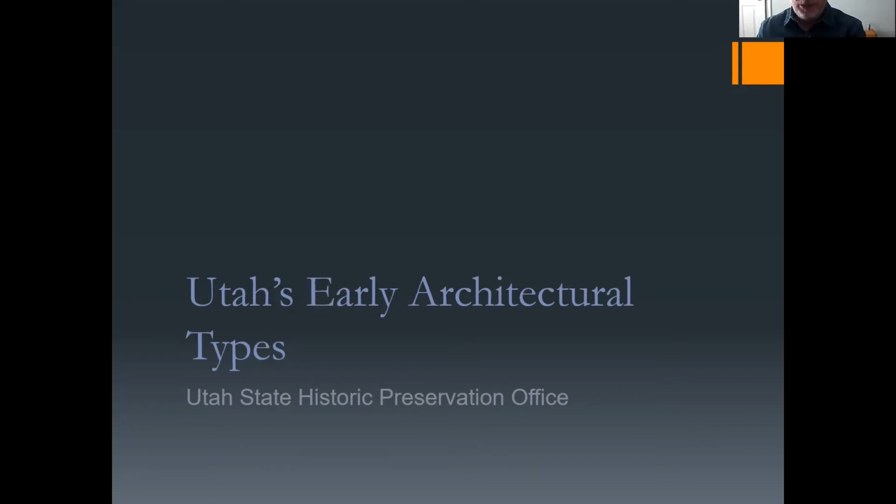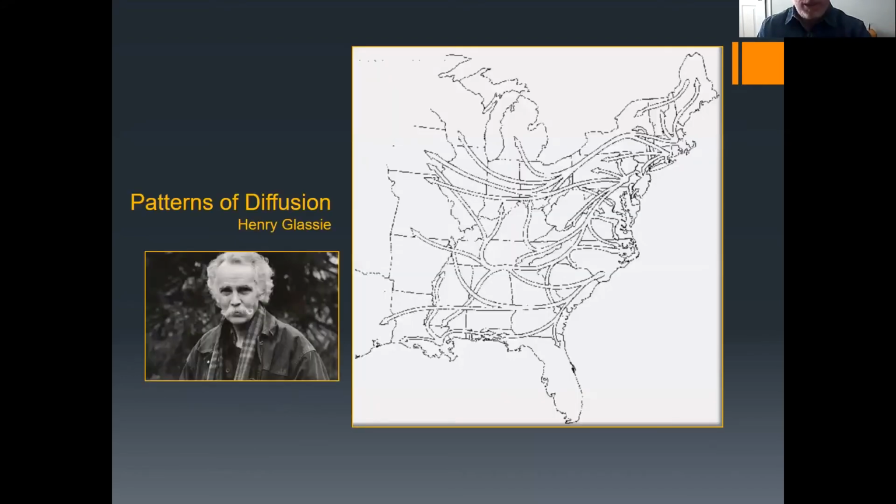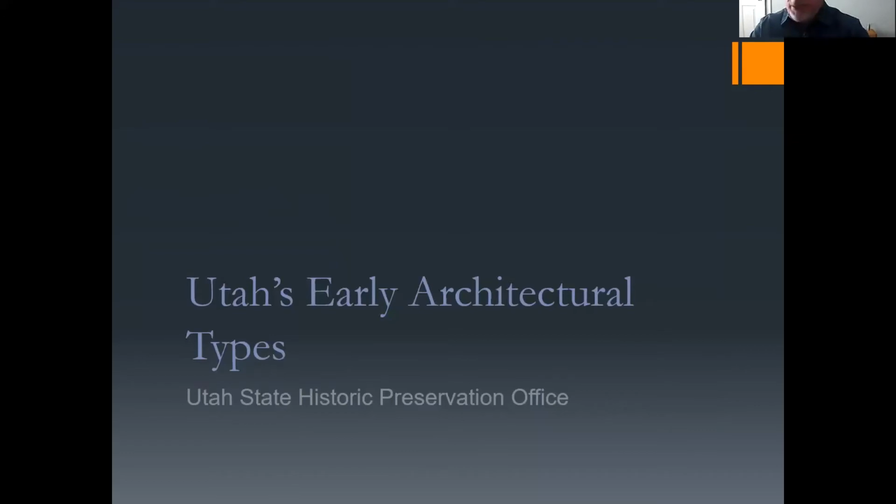So most of the properties I'm showing are all contributing properties because I'm using them as examples. But if you have questions along the way, feel free to ask, and I will also have a couple of poll questions as we go along. So let's see here. When I'm talking about Utah's architecture, we're talking about property types that were started here, of course, when the area was primarily settled by Anglo-Americans, the Mormon settlers that came in 1847.